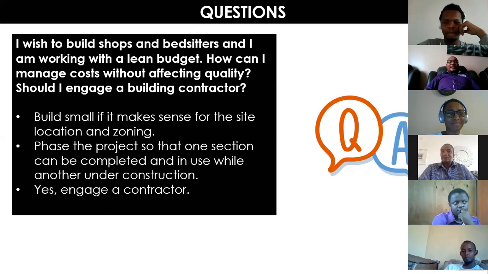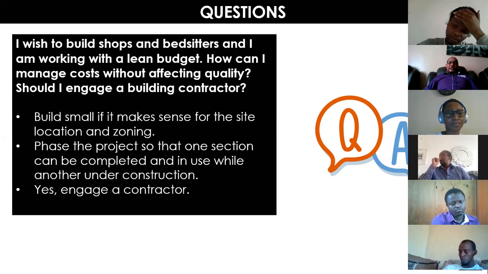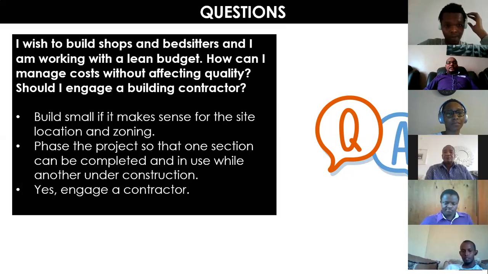So the question is, how can I manage the cost without affecting quality, and should I engage a building contractor? So the first answer is, build small, if it makes sense. If it doesn't make sense, then the other option you have is to phase the project, probably. And phasing the project is good, because it gives you an opportunity to build a smaller section, complete it, and start using it as you build the other section.